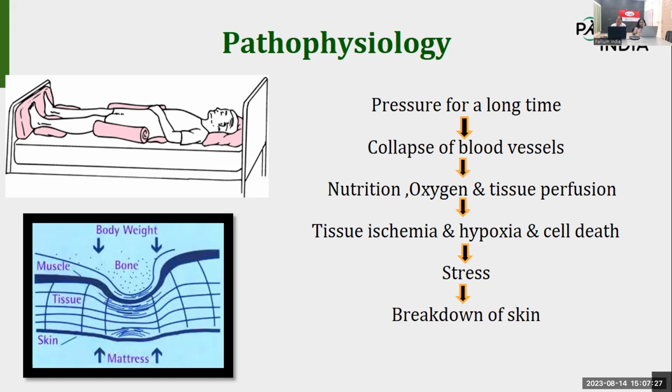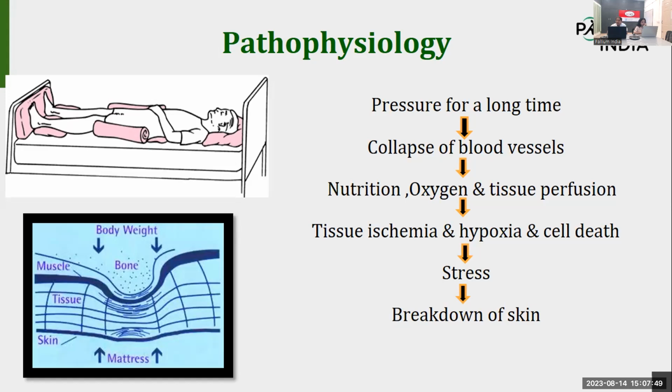So pathophysiology says that pressure for a long time will lead to collapse of the blood vessels. We know that any undue pressure will lead to impaired circulation, right? The collapsing of the blood vessels will impair nutrition, oxygen, and tissue perfusion. So proper nutrition will not reach that surface area of the skin.